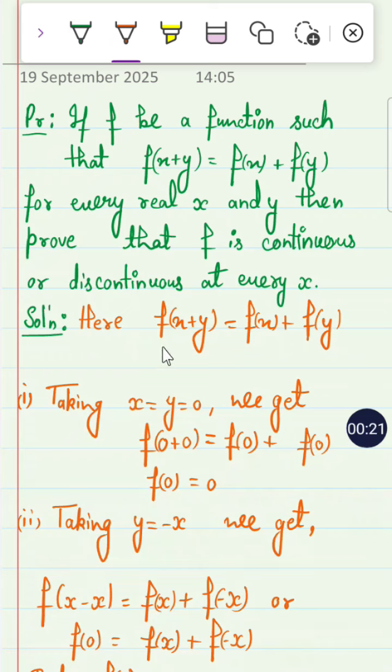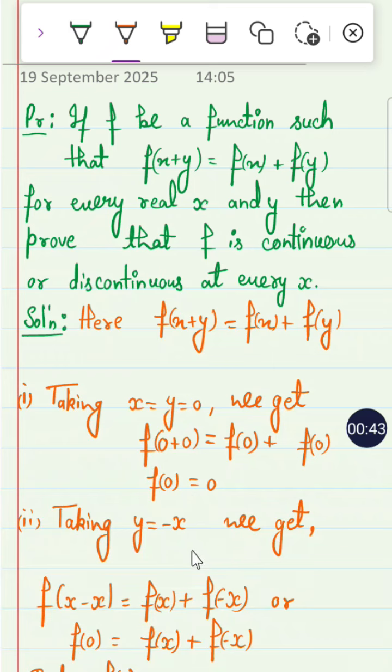Firstly, we take the function's relation and take the value x equals y. Firstly, we check what type of function we have by this relation, because if we have only this relation, we don't know about the function. So first we take x equals y equals 0, then f of 0 is equal to 0, so the function is 0 at the point 0.